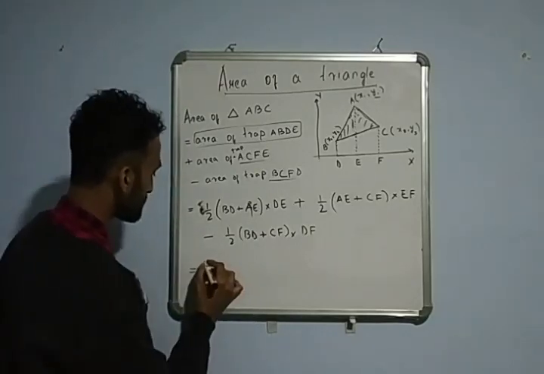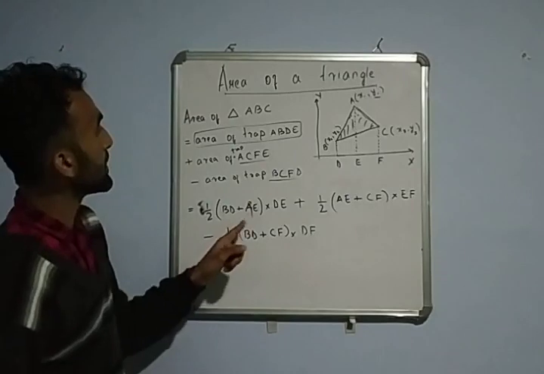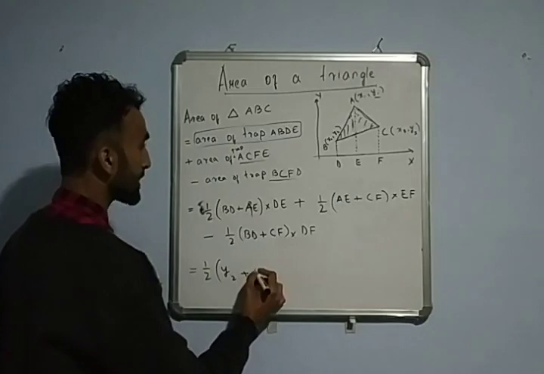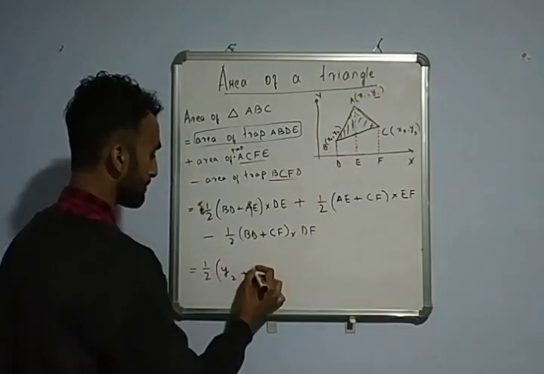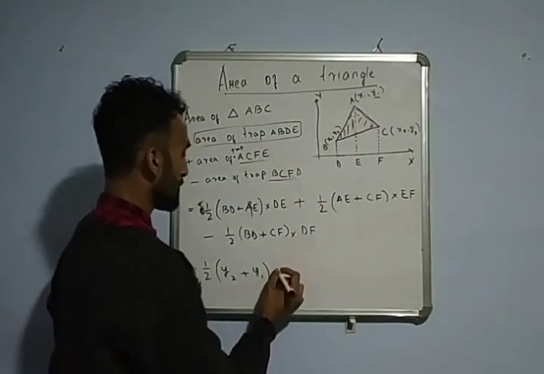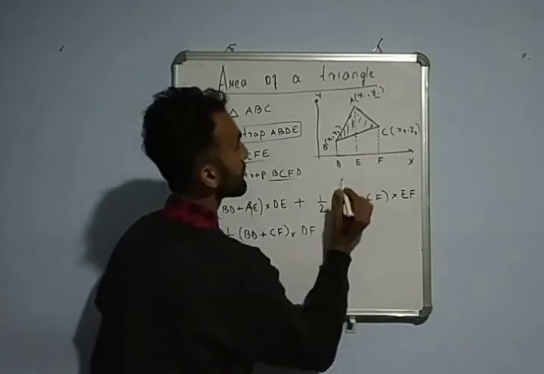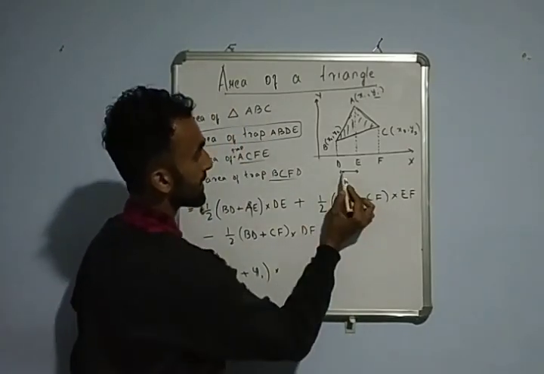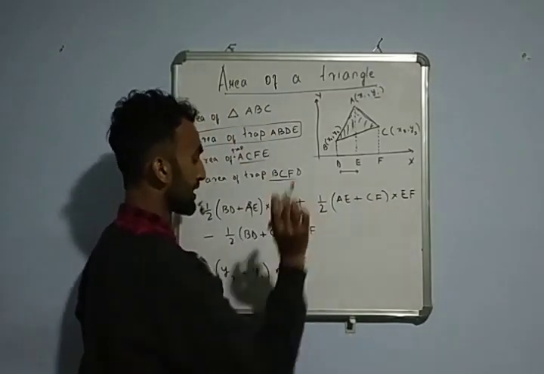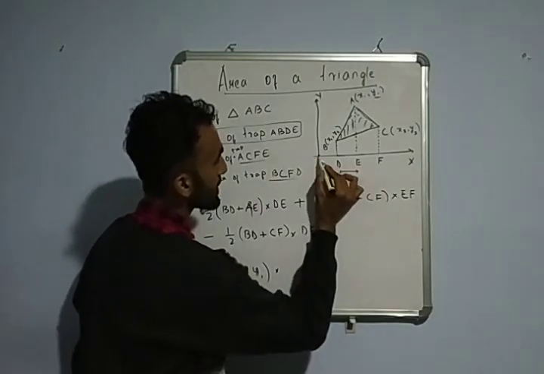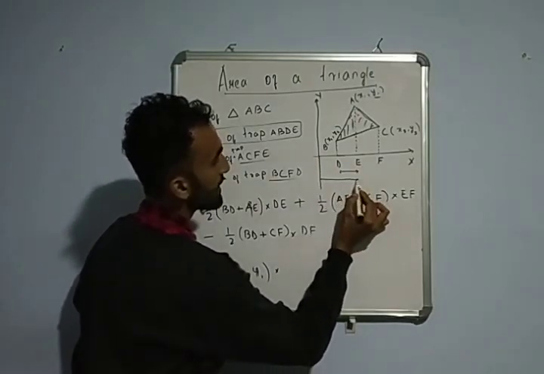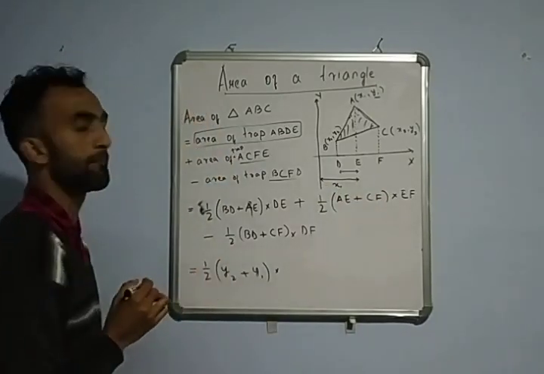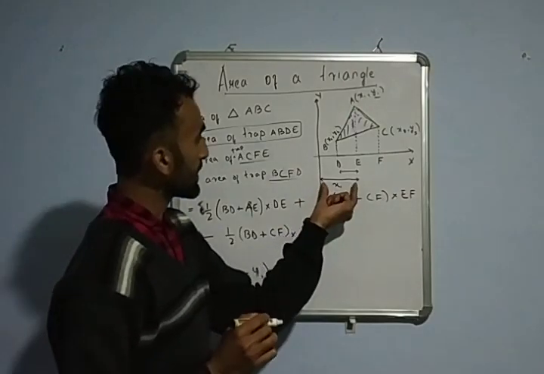Now half is half. BD is nothing but y2 and AE is nothing but y1 into DE. Now carefully, what is DE? From here till here is DE. Now directly I cannot write down the value here. I have to measure from here. From here till here, it is x2, x1. Check. From here till here is x1.